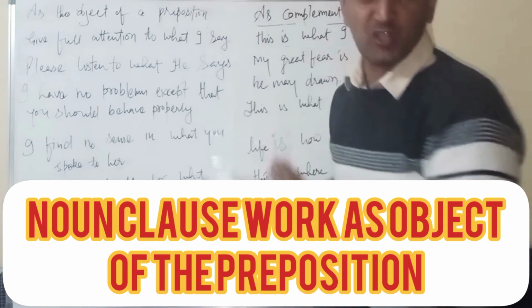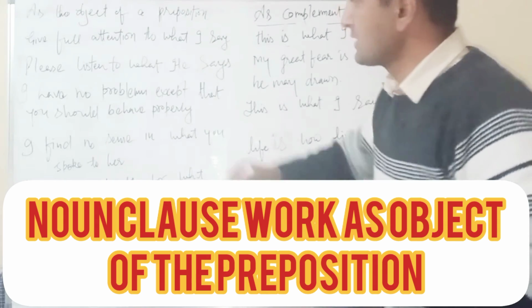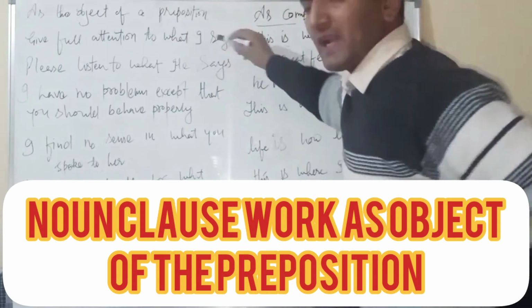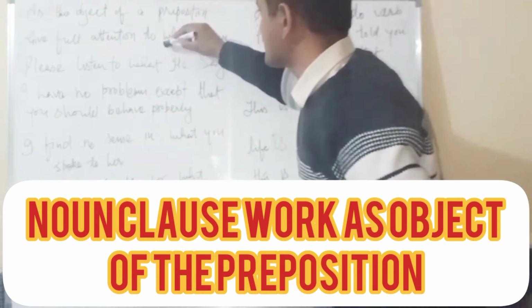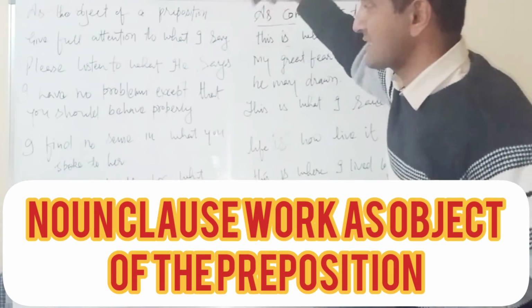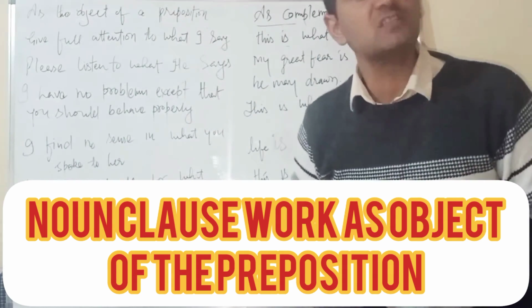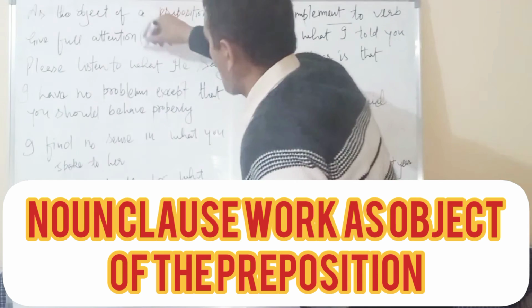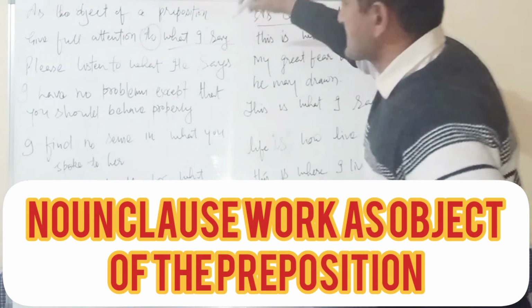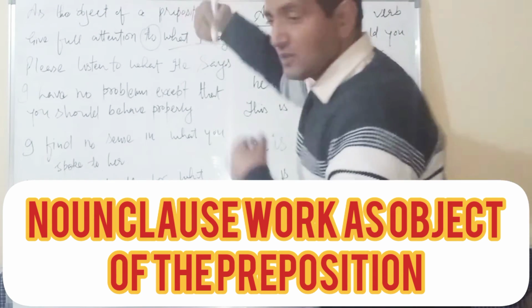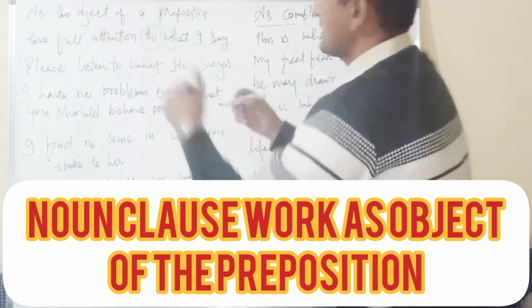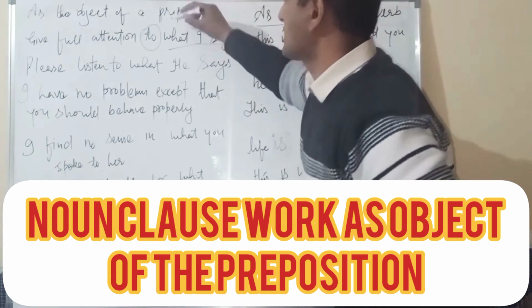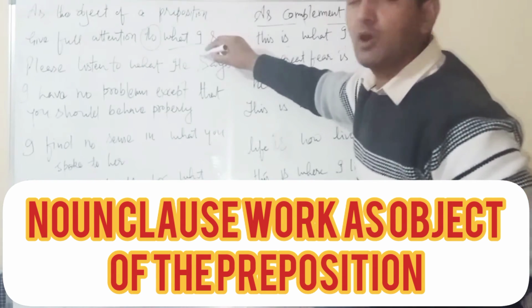See now some more examples where a noun clause is the object of a preposition, right? Give full attention to what I say. "What I say" is a noun clause, and just before it you can see the preposition "to", right? To is a preposition here. See what I say. What kind of work is it doing here? See, object of what? Preposition. It is the object of the preposition.